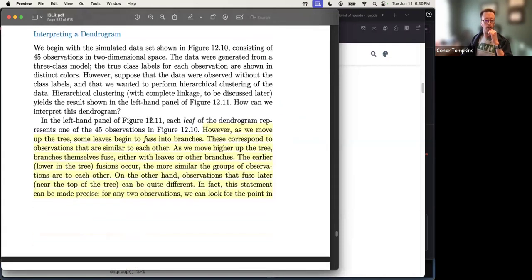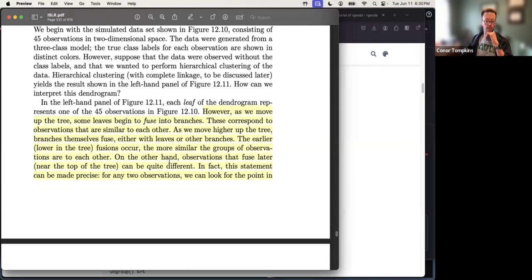Here it talks about how the leaves, the end nodes, fuse into branches, and the branches contain more than one observation. Observations that belong to the same branch are more similar to each other. And then as you move up the tree, you're fusing branches to branches. The earlier the fusions occur, the more similar the observations are. Whereas if the fusing happens higher up the tree, then the observations will be quite different.